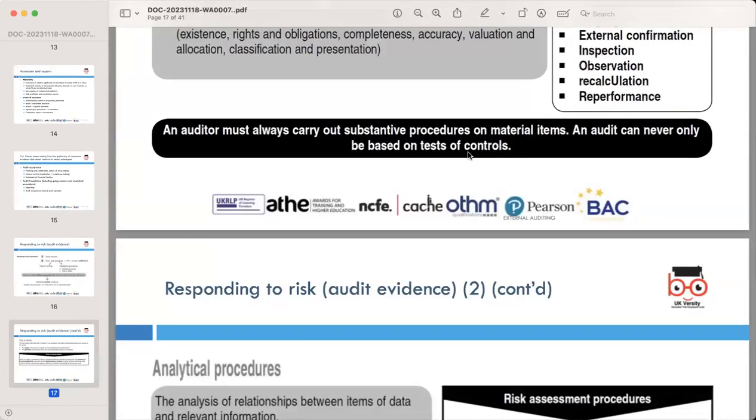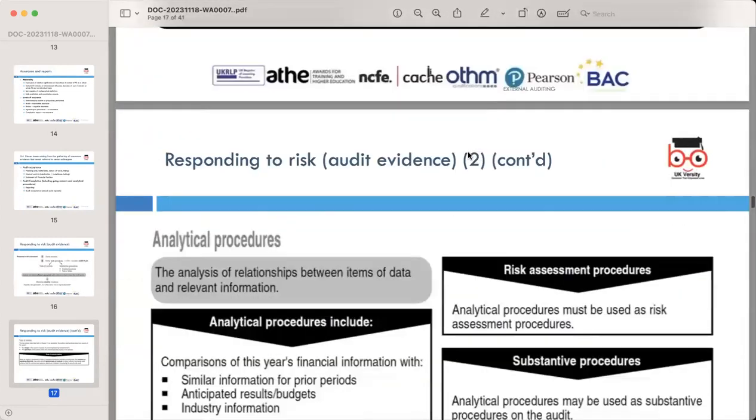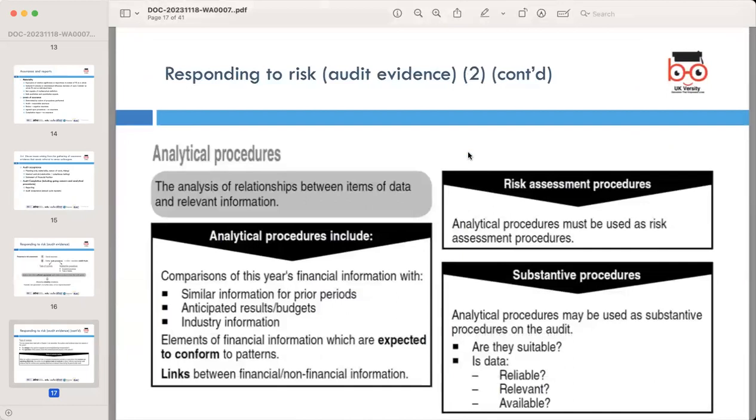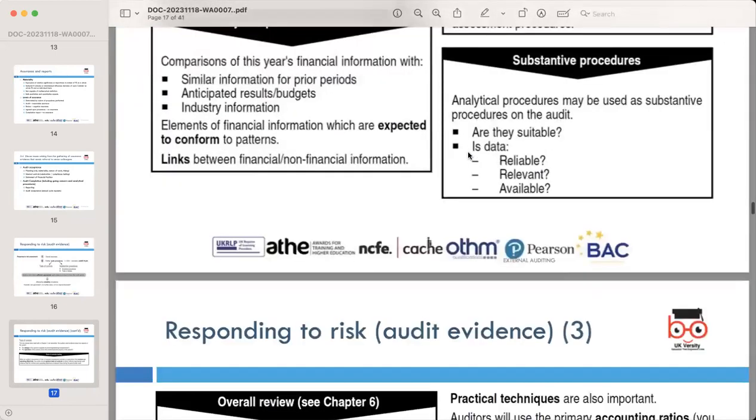Analytical procedures are like using a magnifying glass to look at the big picture. We compare different numbers and see if they make sense together. It is a bit like putting together a puzzle to make sure all the pieces fit.